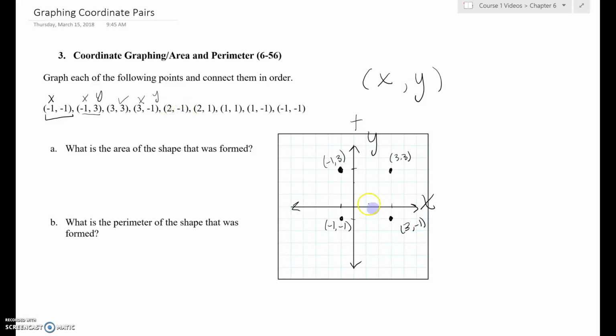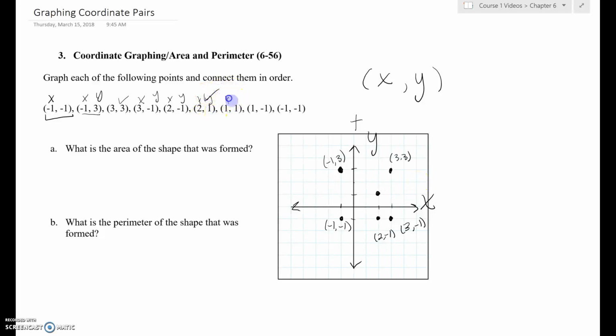What about 2, -1? So that's x and then y. So 2 on the x, 1, 2 on the x, and then -1 on the y is down here. Where those 2 points meet is right here. I think we're going to run out of room, so I'm going to stop writing them down. So that is 2, -1. What about 2, 1? So x, y, so 1, 2, and then up 1 is right there. So that's the point 2, 1.